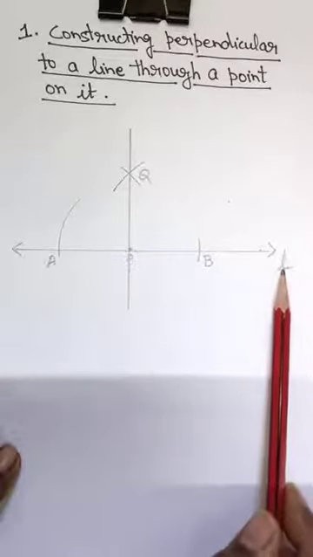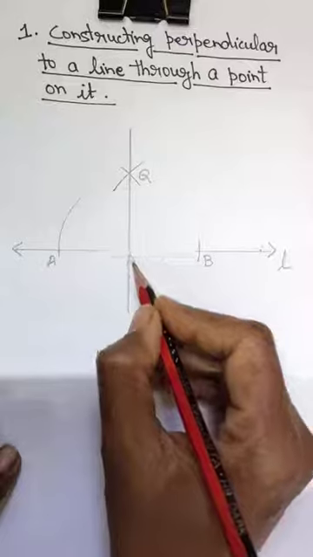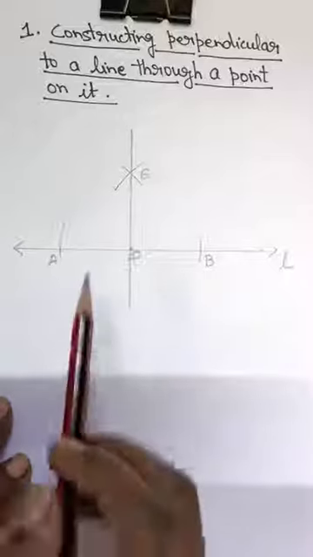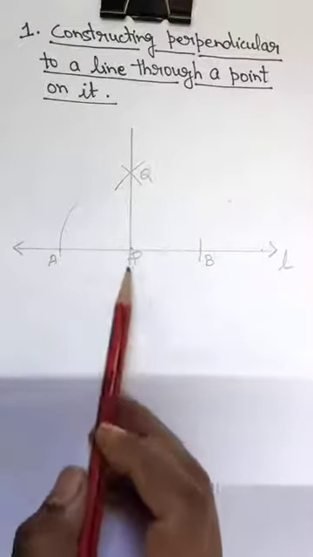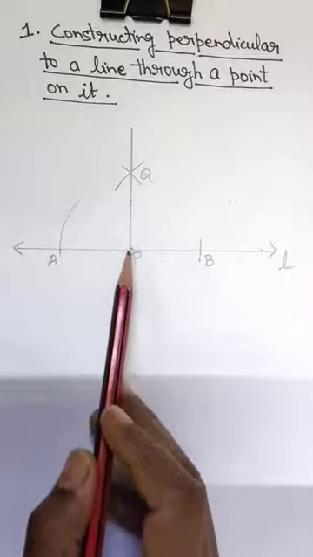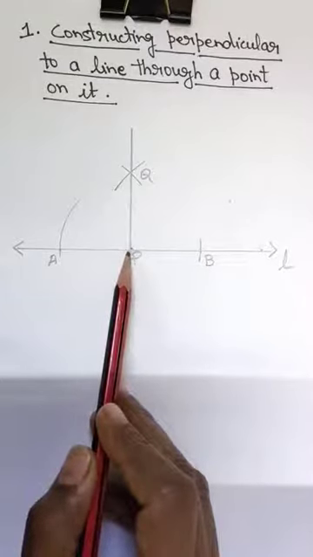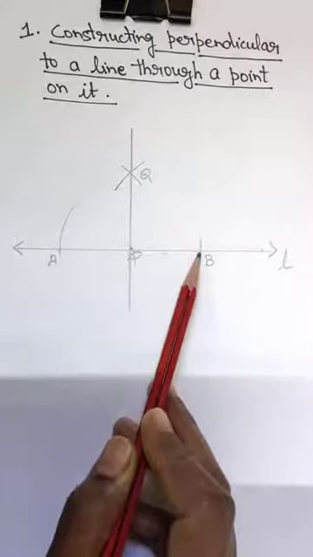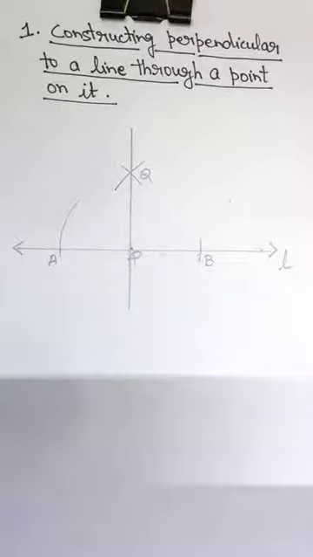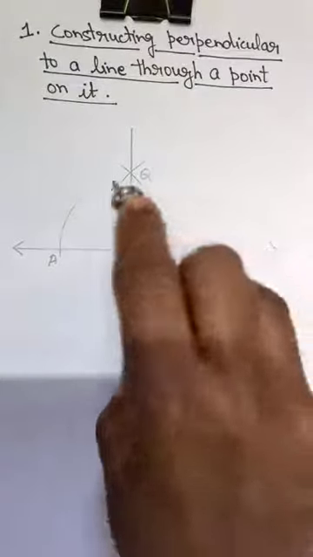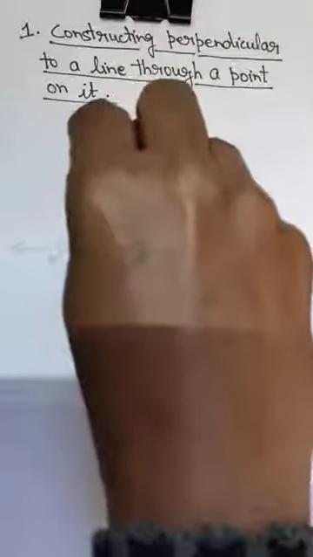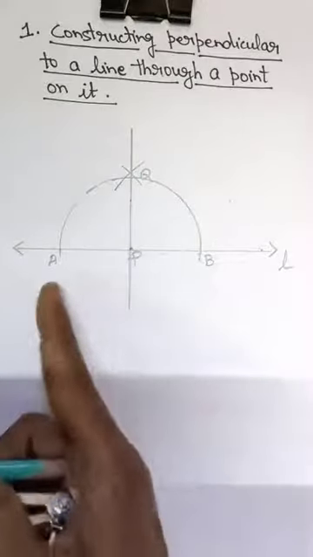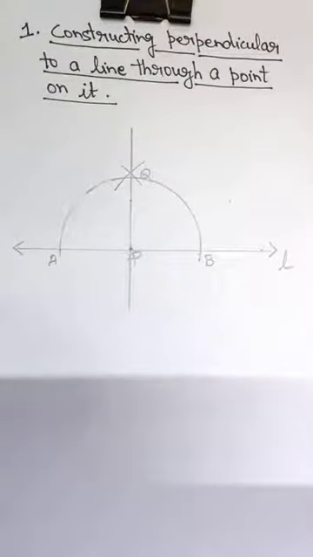Draw a line L. Mark a point P on it. Now with P as a center and taking suitable radius, draw an arc to cut line L at 2 points A and B. You can draw this arc like this also, complete one like this. Okay, it will cut at 2 points A and B.